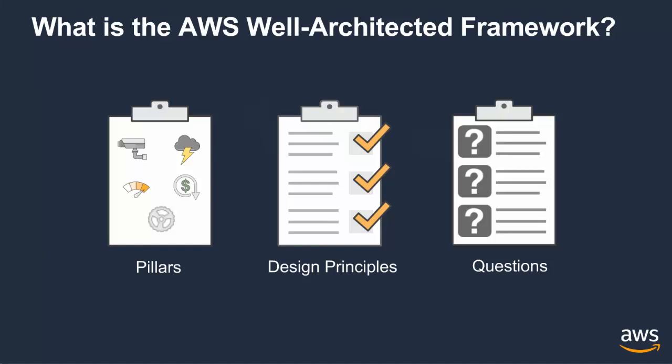So the AWS Well-Architected Framework actually consists of three primary pieces of information. We have pillars, which I referred to earlier. We have design principles, and we have questions. The design principles apply overall, as well as having specific design principles per pillar and specific questions per pillar.